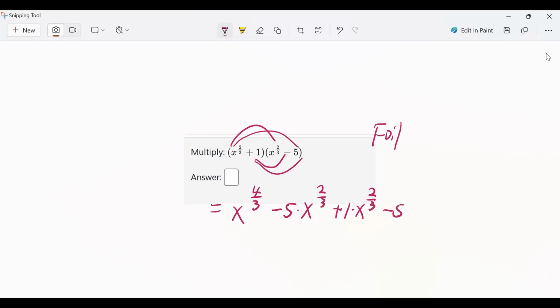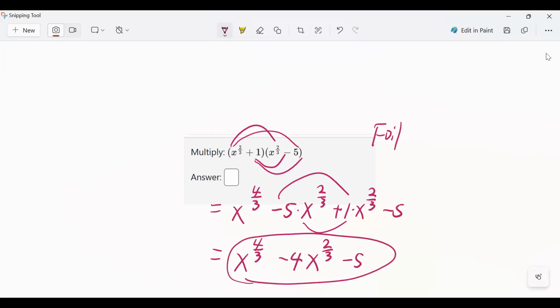And the middle two are the like terms. You're going to combine them, x^(4/3). 1 minus 5, that's -4. -5 adding 1 is -4. Just basically combine the coefficients and keep the exponent. And then -5.